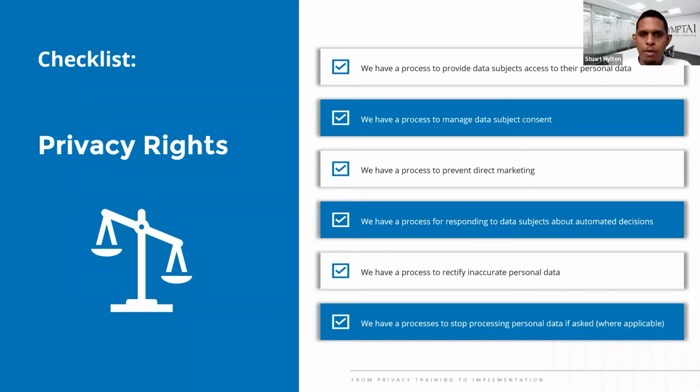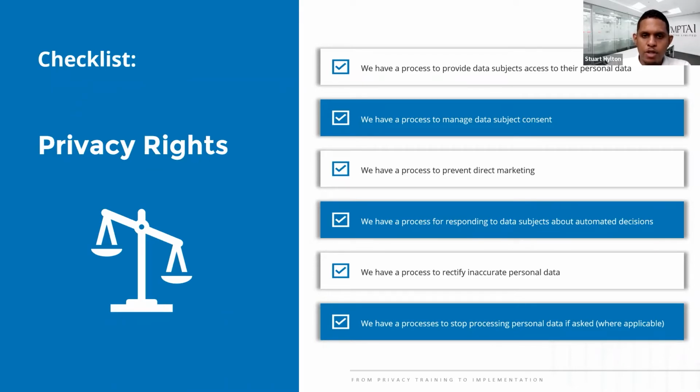We have a process to provide data subjects access to their personal data, yes or no. We have a process to manage data subject consent, meaning that if a data subject gave us consent, we have a way to remove it later if they so choose, and where it's applicable, and we have a means to gather new consent if that changes in the future. We have a process to prevent direct marketing. We have a process for responding to data subjects about automated decisions, if automated decisions are in your organization.